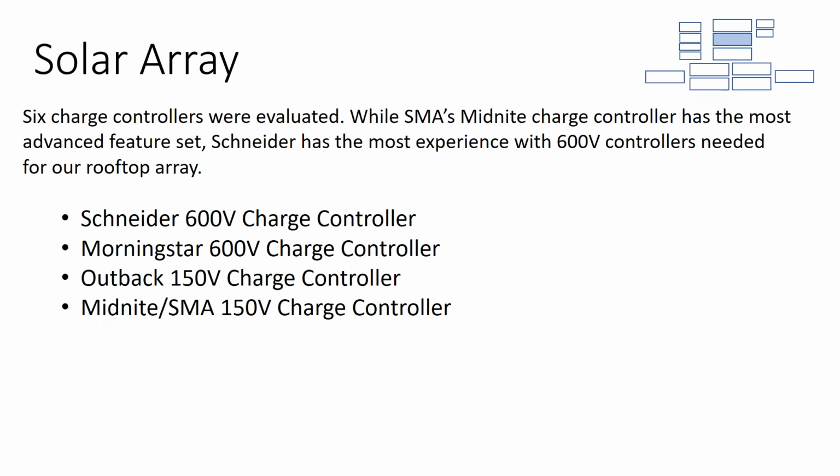But we ended up going with Schneider mainly because it was the company that had the most market experience with a 600 volt charge controller. In fact, only Morningstar, and I heard good things about Morningstar as well. I just am not as familiar with them as these other companies. So it was a real simple decision at the end of the day, because we couldn't go with Outback, we couldn't go with SMA. We wanted to have these 600 volt larger circuits up on the rooftop.